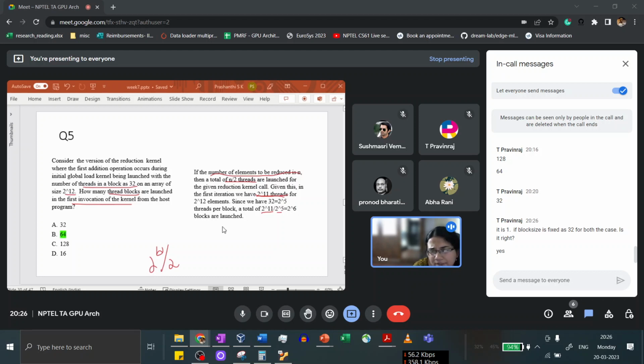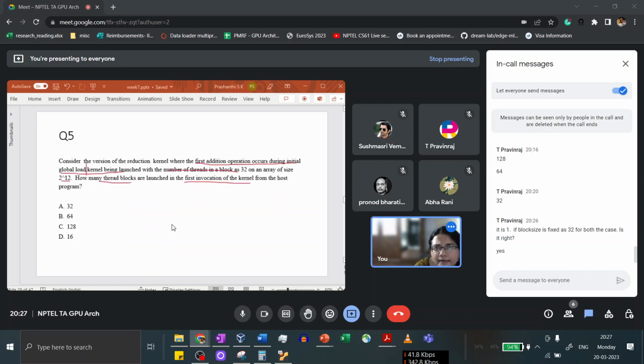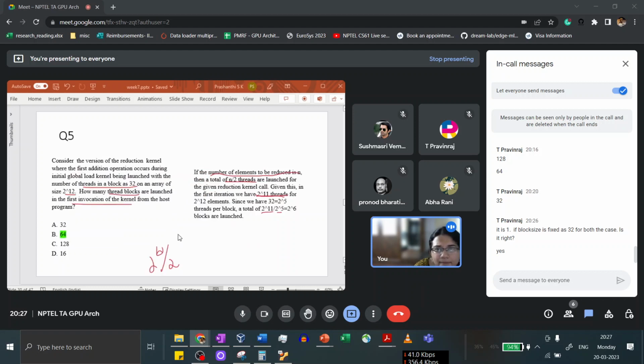Right. So for this question, I think we need to assume that the block size remains whatever is mentioned in the question. If they are referring to one of those instances where that changes, then they would mention that particular reduction. For instance, in this place they mention where the first addition occurs during initial global load. Similarly, they might refer to that particular reduction version where the block size changes. But otherwise, assume that it remains whatever is given in the question.